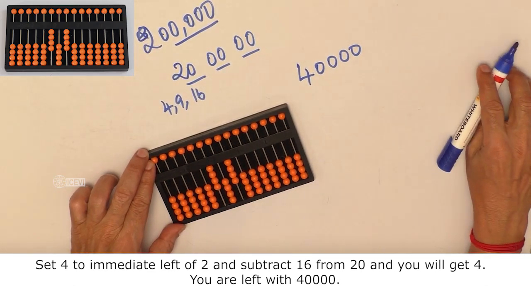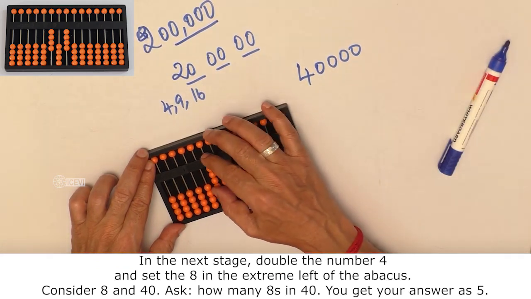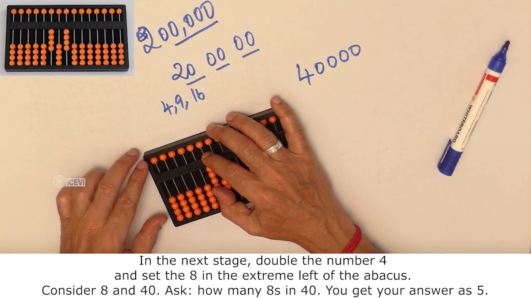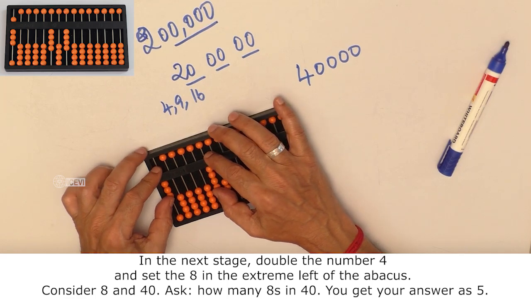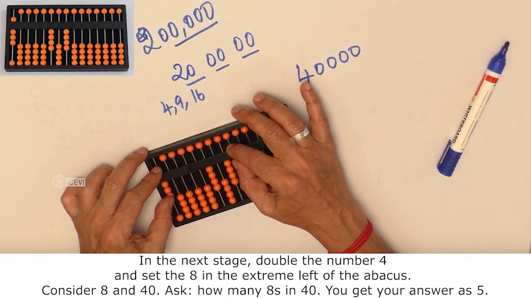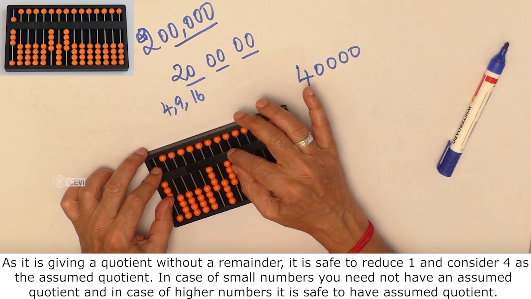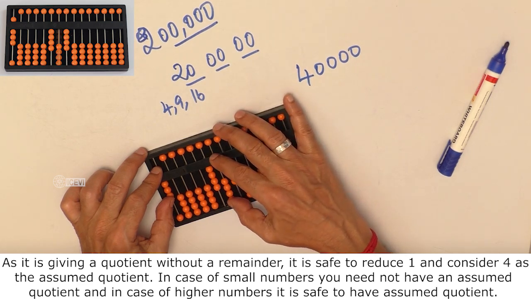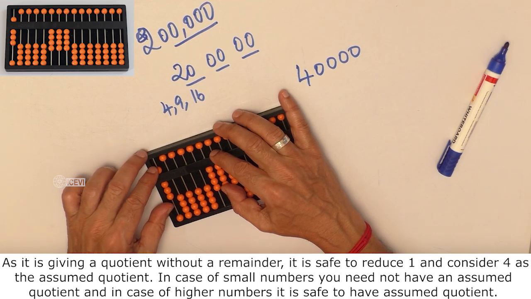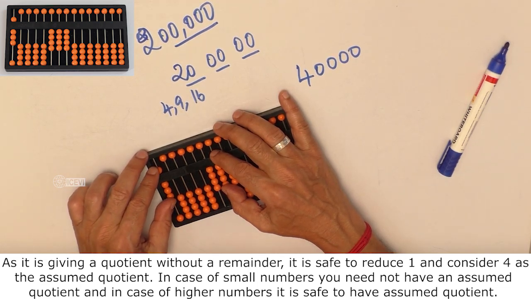That is 40,000. In the next stage, double the number 4 and set 8 in the extreme left of the abacus. Now consider 8 and 40. Ask how many 8s in 40? You get 5. As it is giving a quotient without a remainder, it is safe to reduce 1 and consider 4 as the assumed quotient. In case of small numbers, there is no need to go for an assumed quotient. And in the case of higher numbers, it is always safe to go for an assumed quotient.